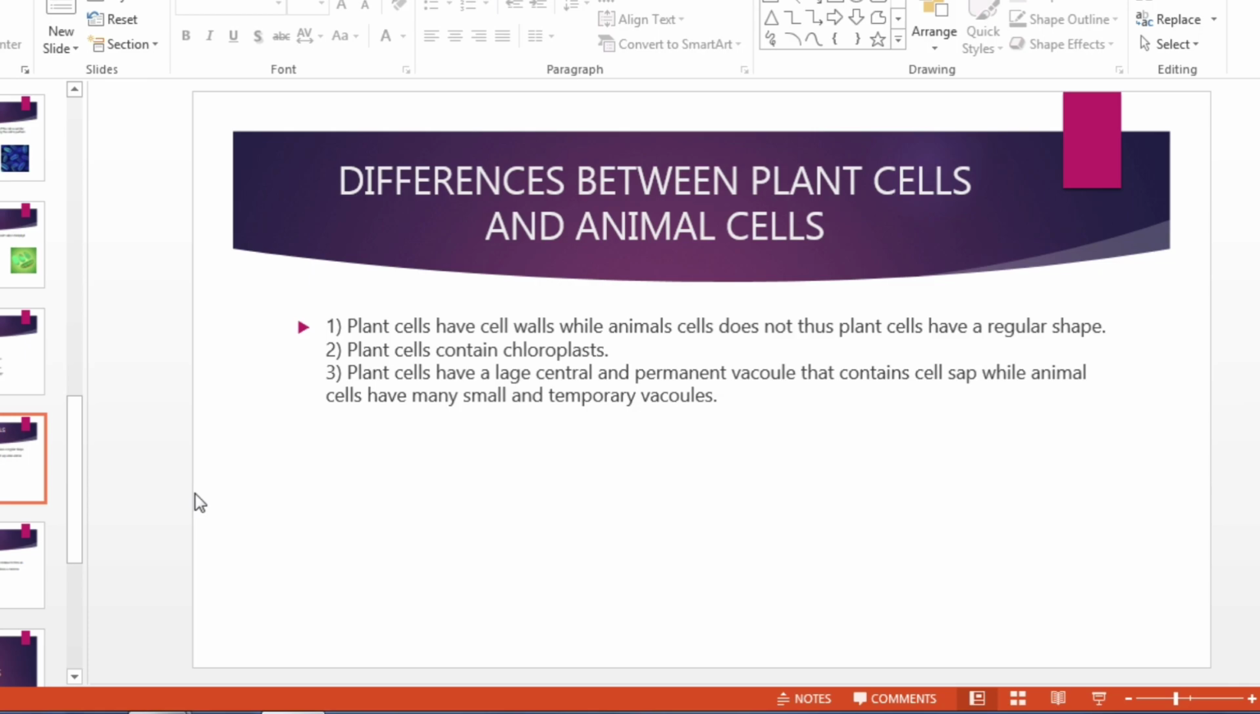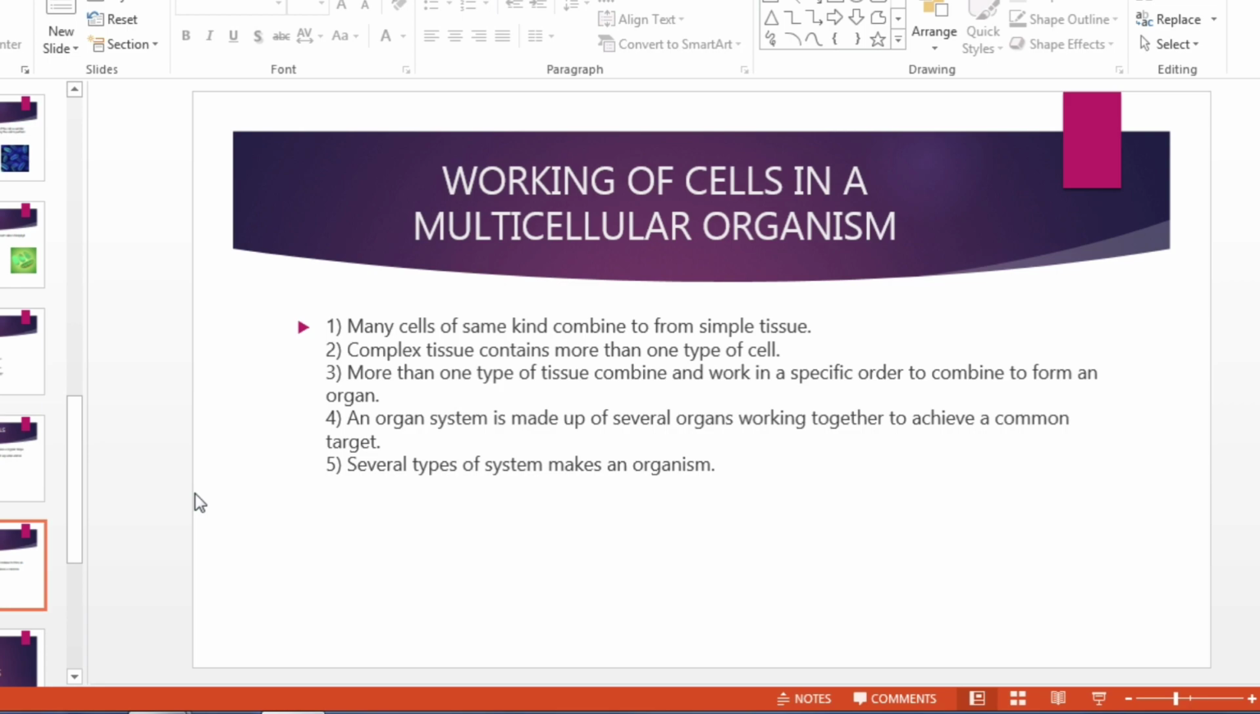Now let's understand how the cells in a multicellular organism work. Multicellular organism is an organism which is made of more than one cell. Unicellular organism is made from one cell, such as bacteria or algae, but multicellular organisms are animals, humans, insects, which are multicellular.